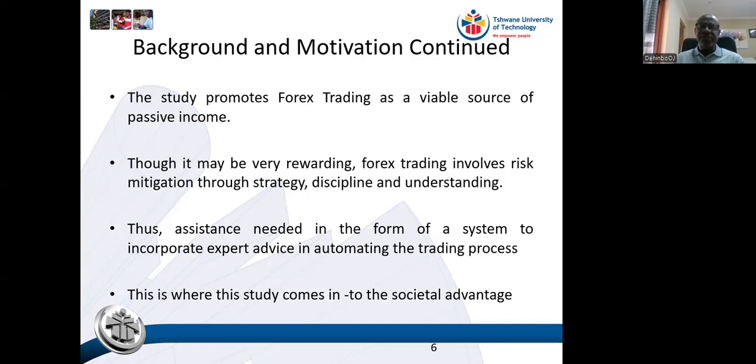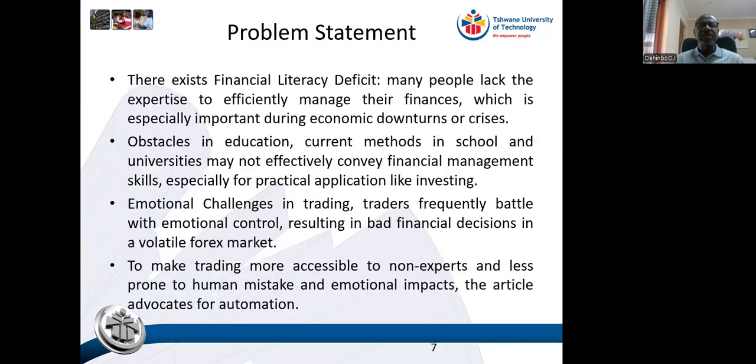So we need assistance in the form of systems, in the form of information systems, and especially expert advice that can be automated in the trading process. And this is where the study comes in to the advantage of the society. So we can therefore define the problem statement to say that as at present, there exists financial literacy deficits because many people lack the expertise to efficiently manage their finances, especially as was made clear during economic downturns or during crises such as the COVID crisis.